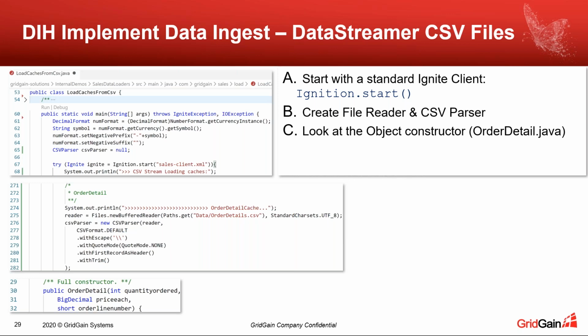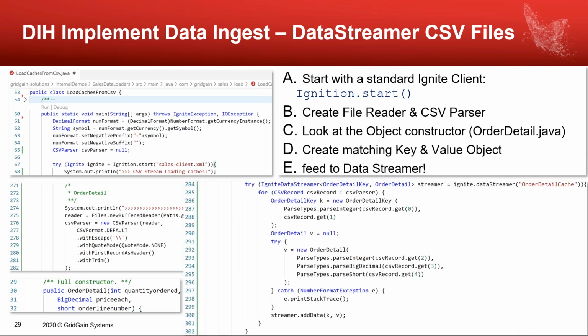We're going to look at the object that we're loading to see what the key value structure is. It may be that a primitive is the key, like an integer, but it might be a composite key, which is order and order line number. So we have to look at what the constructor is to understand what we're going to do with it. And then use the data we got from parsing our objects from CSV and create those necessary keys and values, and then feed it directly to the data streamer with the add data key value as I've shown here.